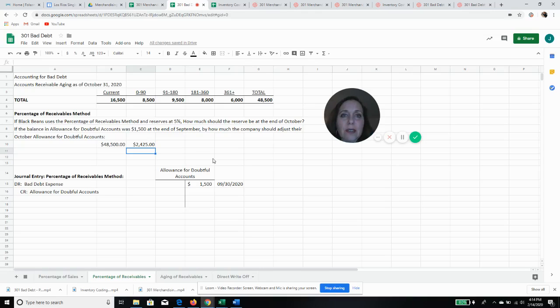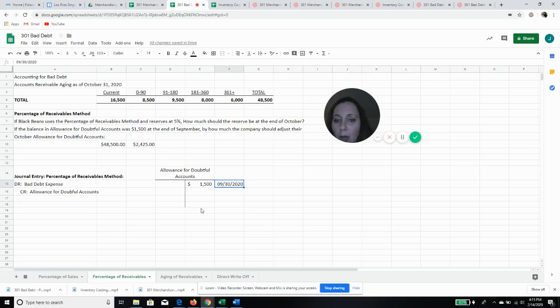Here's another difference. In the percentage of sales method, whatever number we calculated was our journal entry. But in the percentage of receivables method, that's the amount the reserve should be. So we have to compare it to what's already in our reserve account to determine what our journal entry should be. In this case, our reserve at the end of October should be $2,425. The account currently has $1,500 in it. That was what our reserve was as of the end of September.